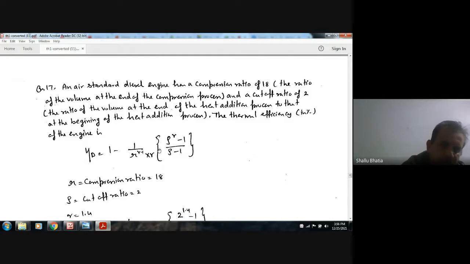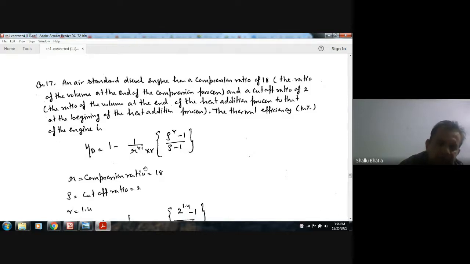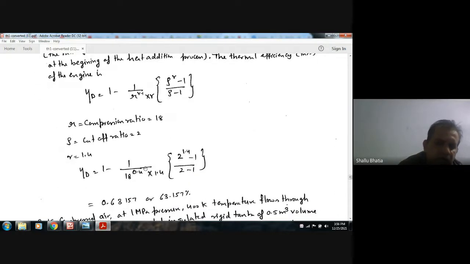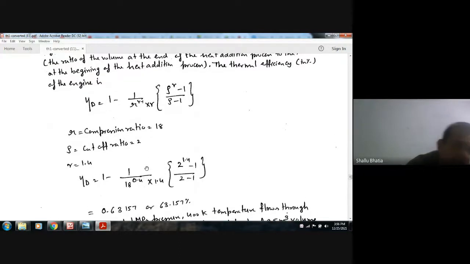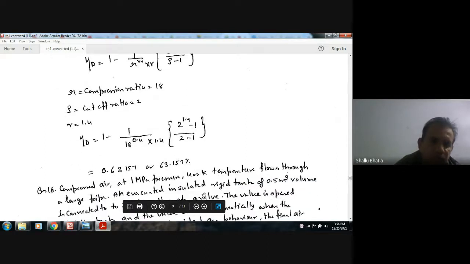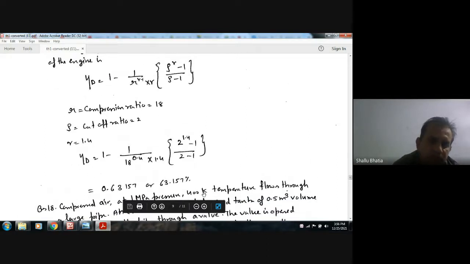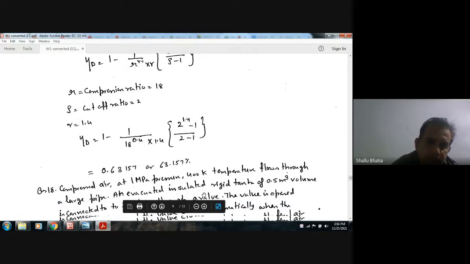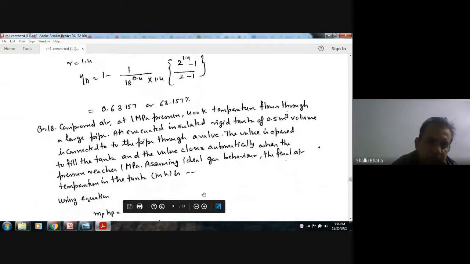Okay. Putting the values we can get the answer. You have to cram the formula. The marks for this question are based on how well you have crammed it down. So that formula you have to remember. All the other things are straightforward: r is the compression ratio, rho is the cutoff ratio. So the answer is 62.175, the efficiency of the diesel cycle.